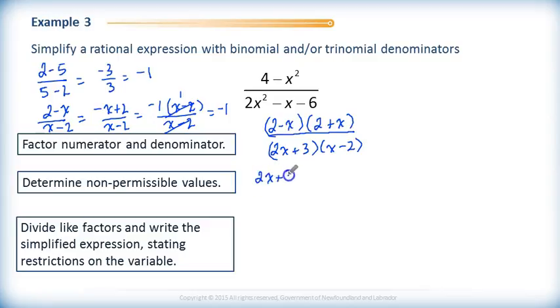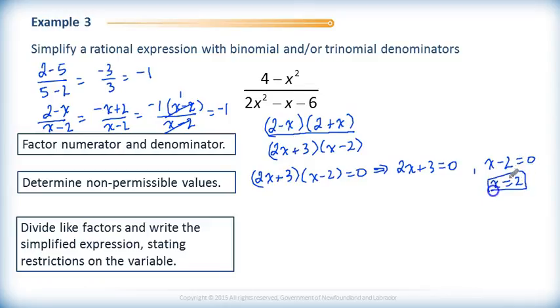We set our denominator equal to 0 and make each factor equal to 0. So I'll do that crossways this time to give us a little bit more room here. 2x plus 3 equals 0, or x minus 2 equals 0. The second one's pretty straightforward, x equals 2. The first one takes a little bit more switching around. 2x equals negative 3. So x equals negative 3 over 2.